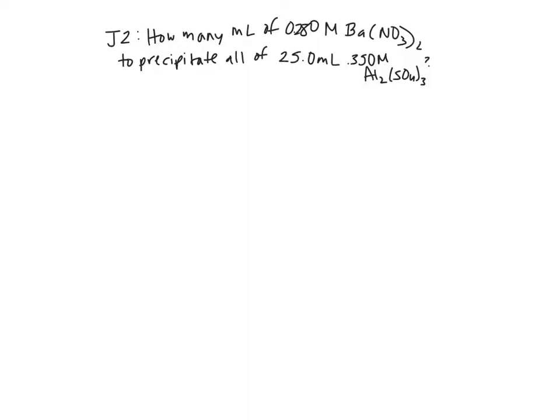All right, so we're doing J2 of our study guide, which is a stoichiometry problem. So the question is, what volume of the barium nitrate do we need to precipitate out all of the sulfates in that aluminum sulfate? So we can think here about our reaction that's happening, and I'm just going to do the net ionic equation. So our barium ions are reacting with our sulfate ions to make barium sulfate.